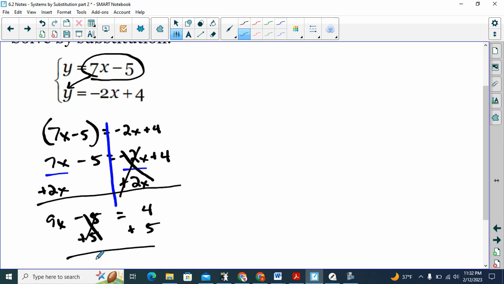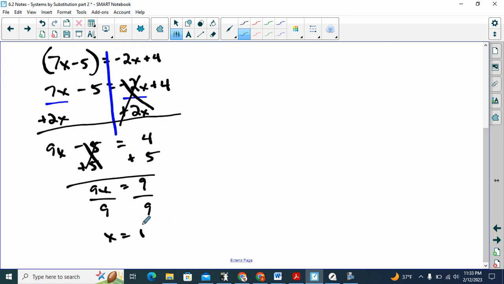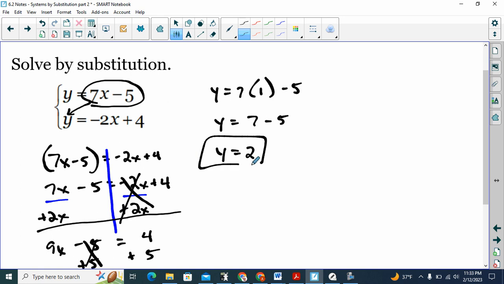Add 5. And divide both sides by 9. X is equal to 1. That is my x value. Don't forget to get your y value. We can get our y value by plugging 1 into either equation. Doesn't matter which one. I'm going with the top one. Y equals 7 times 1 minus 5. 7 times 1 is 7. 7 minus 5, I get y equals 2.